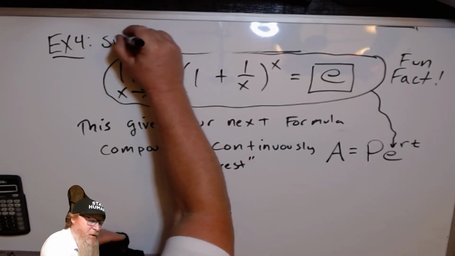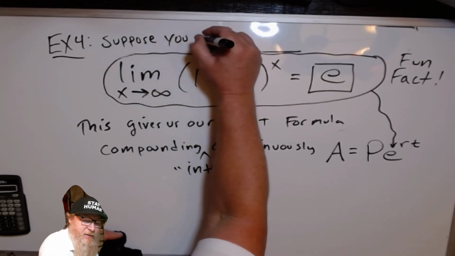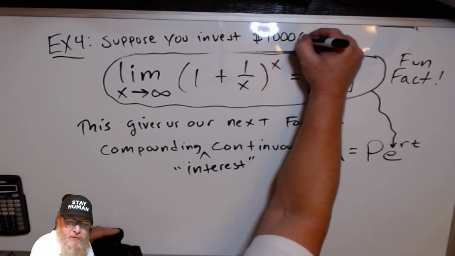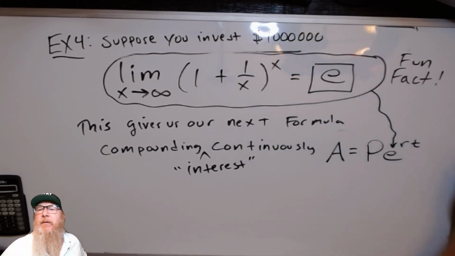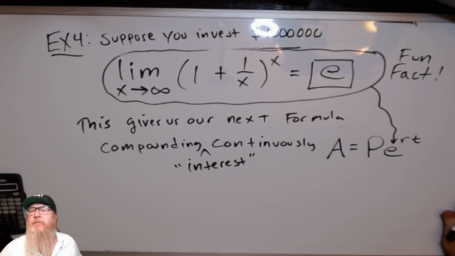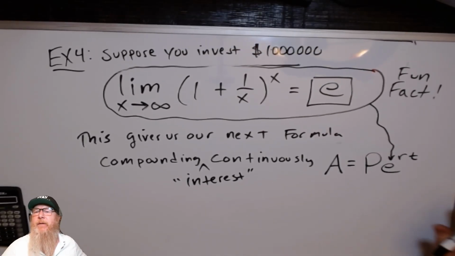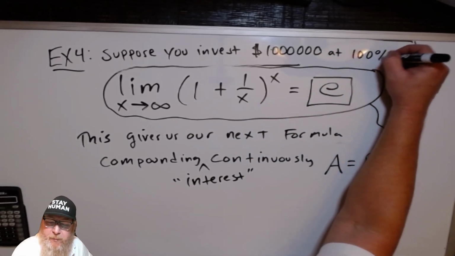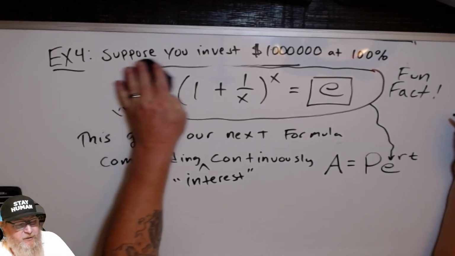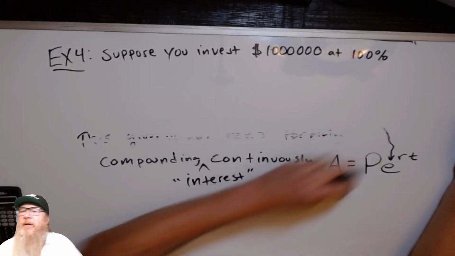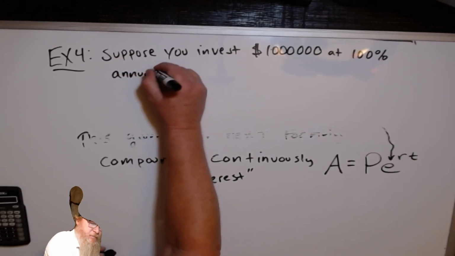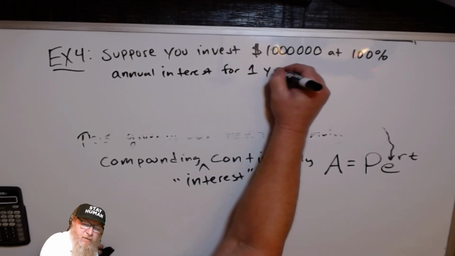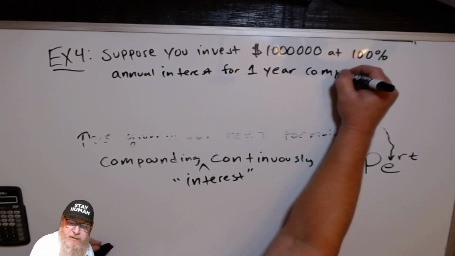Let's go ahead and suppose you invest $1 million. That's hard to see, isn't it? There it is. There we go. So $1 million at 100% annual interest for 1 year, compounded continuously.